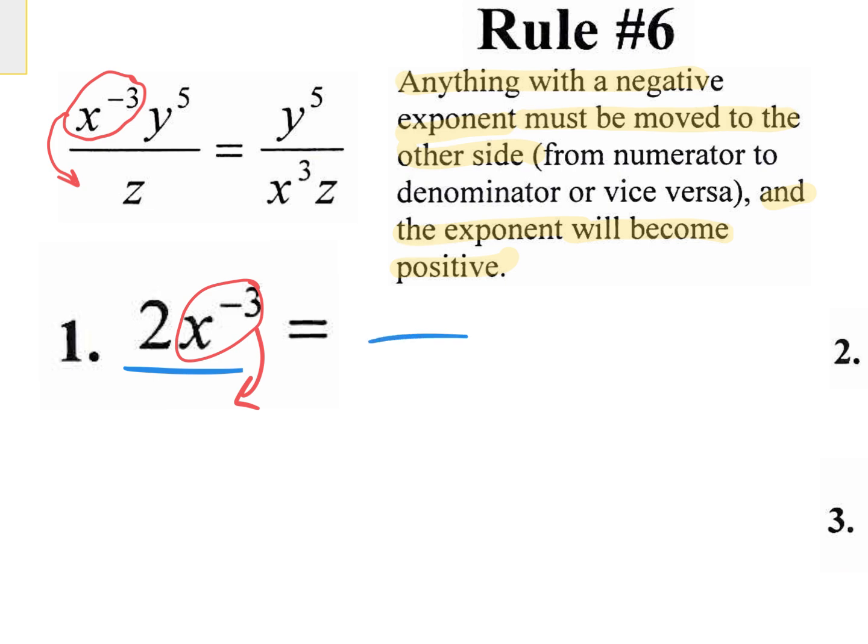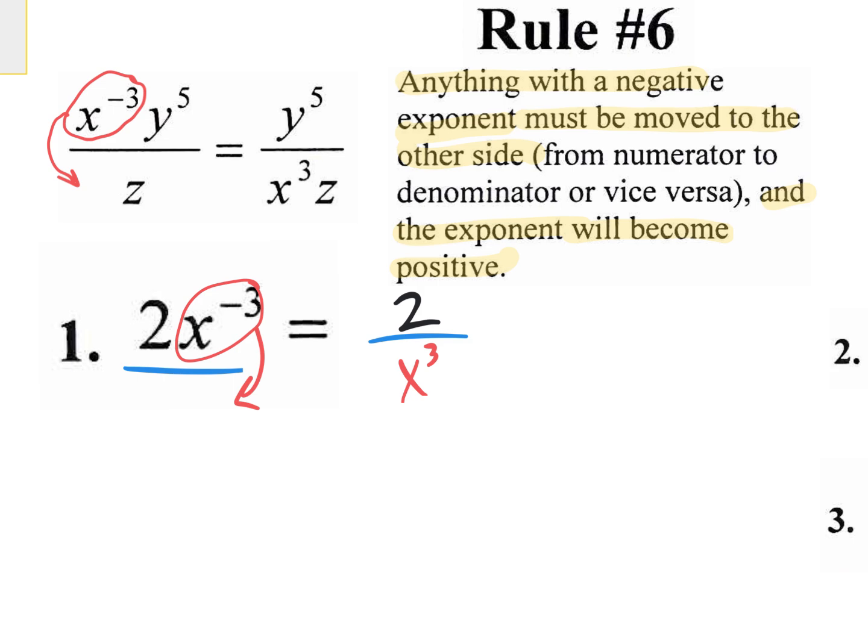And you're going to have the fraction bar, what's left over up on top. The 2 didn't move, it stays up there. And the x to the negative 3, it moves down and it becomes positive. And that is your answer, 2 over x to the 3. I hope you get that. I hope you have it in your notes.